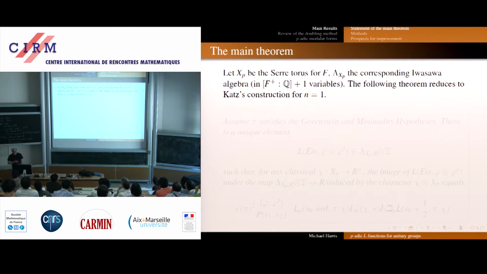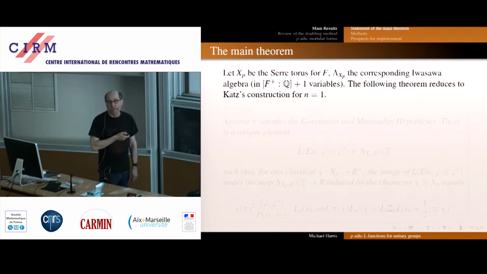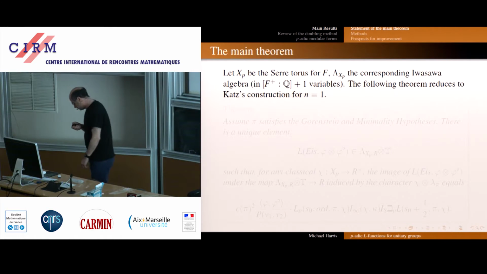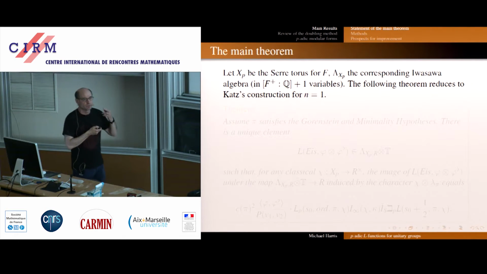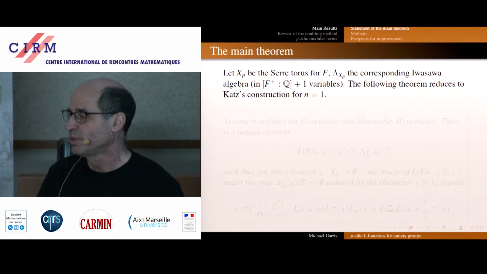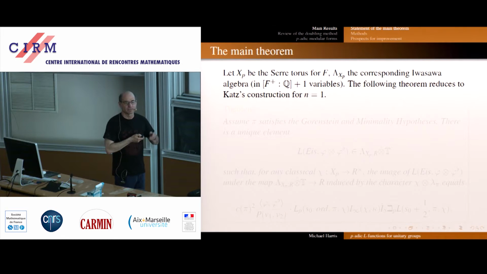Okay, there's a theorem. So let XP be the Sertorus for F. What I mean by that is the subtorus of the restriction of scalars of the multiplicative group of F to Q consisting of the kernel of the norm to F plus. Not the kernel of the norm, but those whose norm to F plus is contained in Q. So there's just one extra dimension: it's the kernel plus one extra dimension.